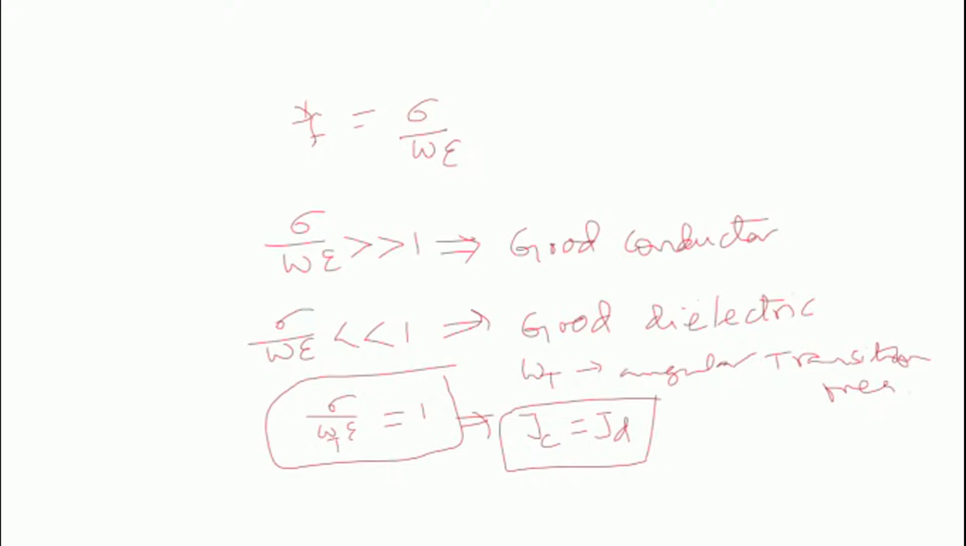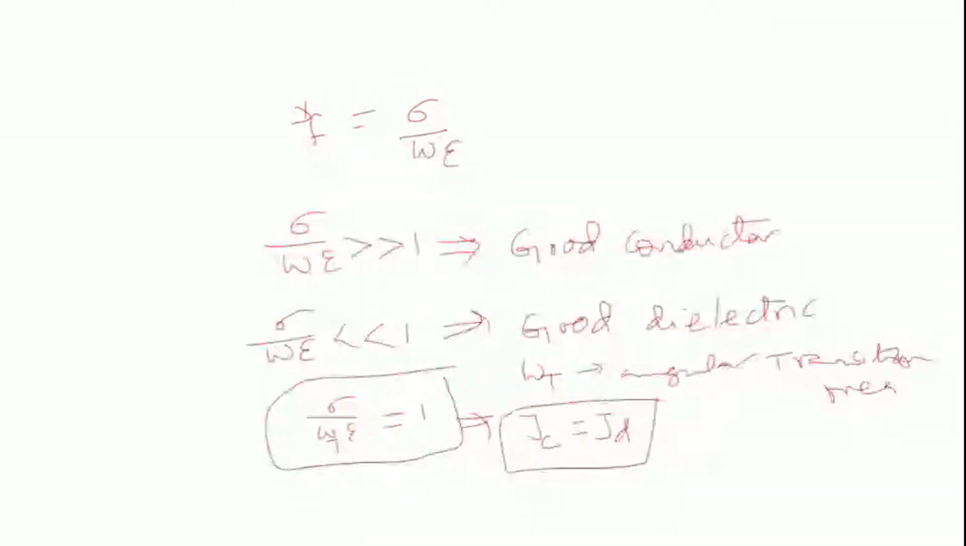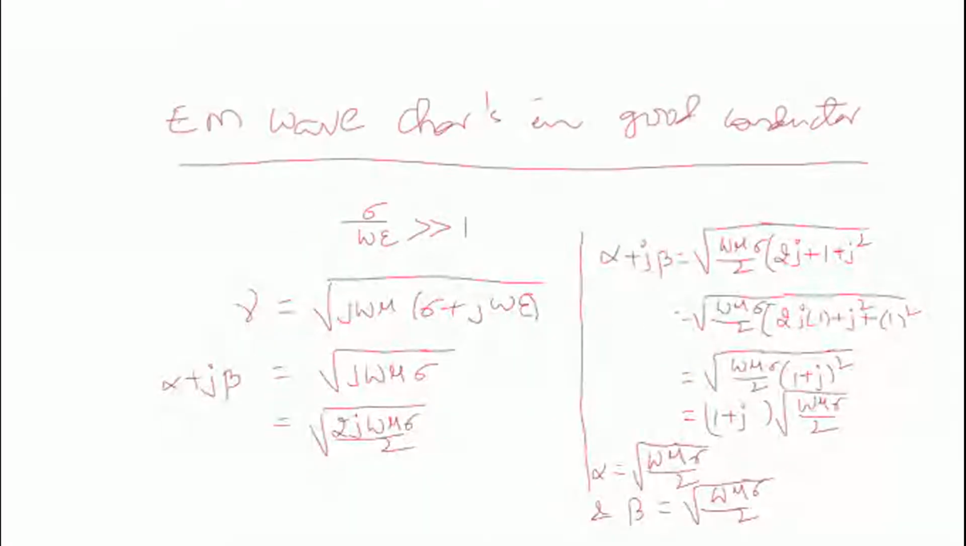If this one is equal to 1, in that case, we will get a transition frequency, omega t, which is equivalent to omega t equal to 2 pi ft. This ft is known as what? Transition frequency. At that frequency, conduction current density equals the displacement current density. EM wave characteristics in good conductor: for a good conductor, sigma by omega epsilon is greater than 1.